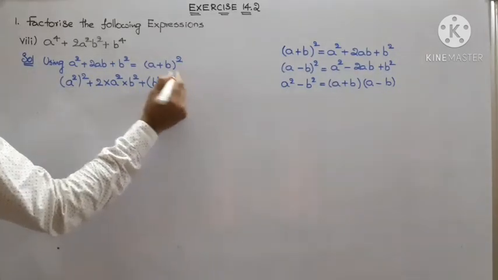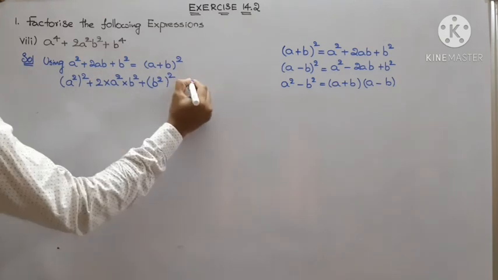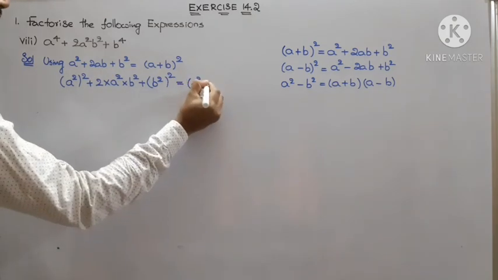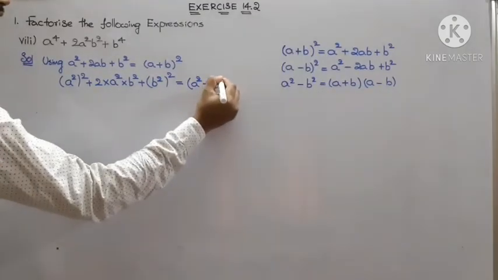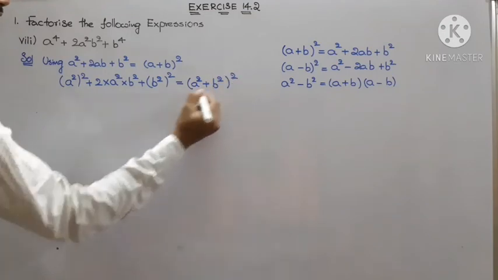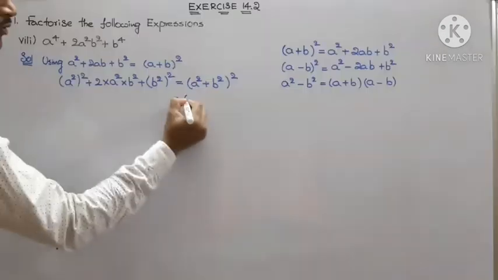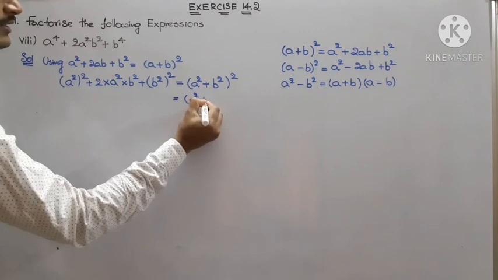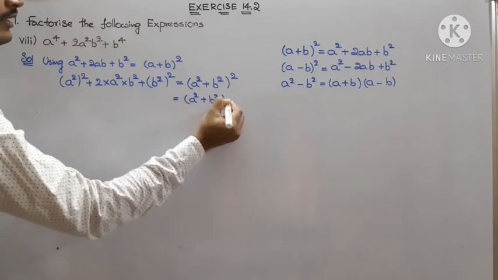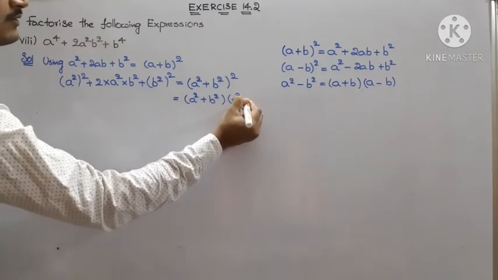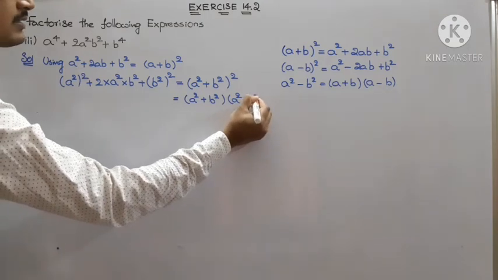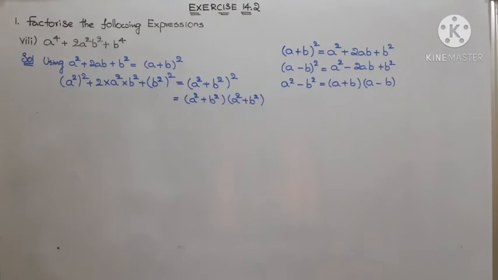Now what are the new values of a and b? a square plus b square whole square. If you want to expand, you can expand it as a square plus b square into a square plus b square. Okay, this is the way how we have to factorize, children.